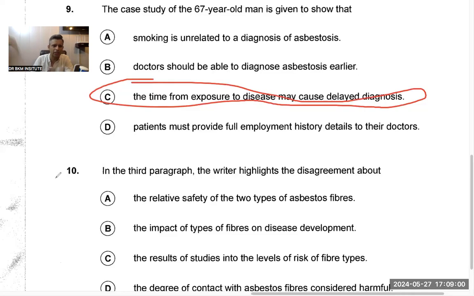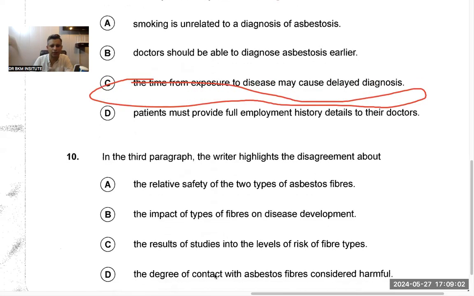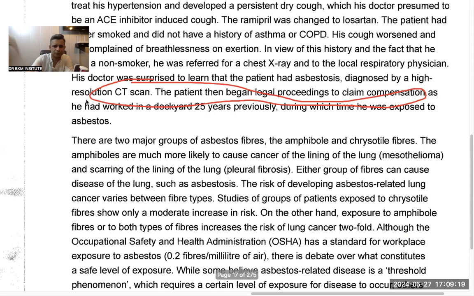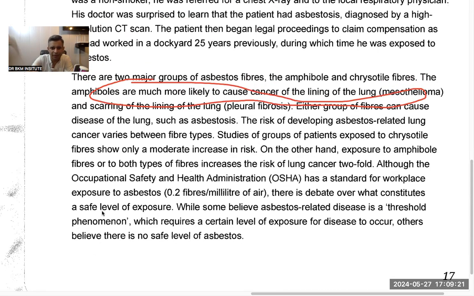In this also, they are just talking about the degree of contact. The disagreement is about what the level of contact is, what the safety level is, what the amount of fiber is that can cause harm. So that is the main topic. I will again, the word harmful would also be given. See, there is a debate about what constitutes a safe level of exposure. So whether it is good or not.